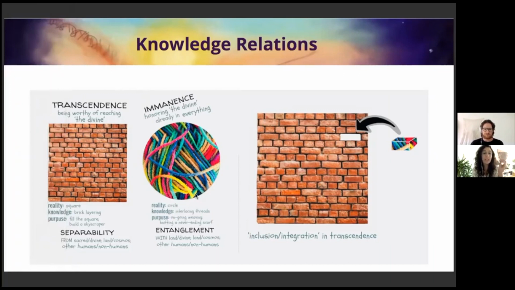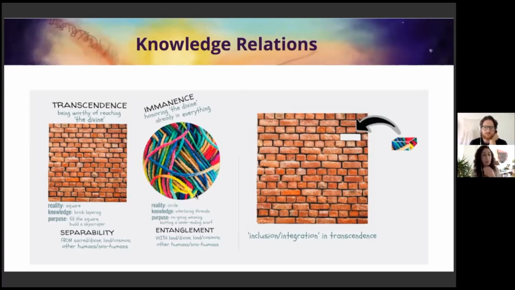So brick sees reality as a square and knowledge as bricklayering. And the purpose of life in the brick sensibility is to fill the square, to build something, to achieve something, while the thread sensibility sees reality as a circle, as something that goes around, something that is not fixed. Knowledge is more about interlacing threads than of layering things one above each other. And the purpose of life in the thread sensibility is an ongoing weaving. It's knitting. It's a never-ending scarf. It's something that is continuous and that has no specific goal to achieve.